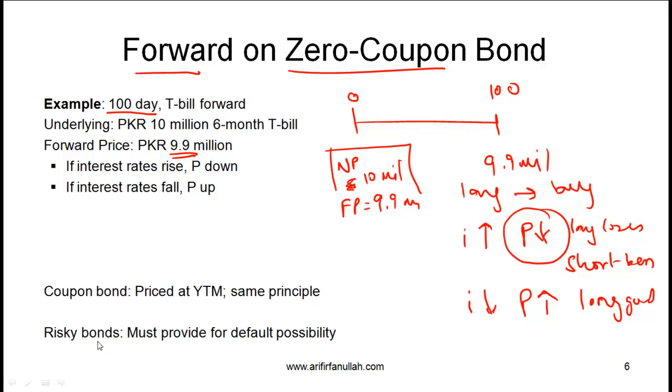If you are dealing with bonds which have credit risk, so for example if you are dealing with say BBB rated corporate bonds, then your contract needs to specify what will happen in case the issuer defaults. We don't need to get into the details. All you need to know is that for risky bonds the contract needs to account for the possibility of default.